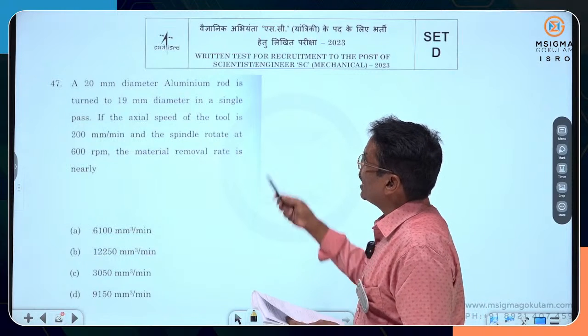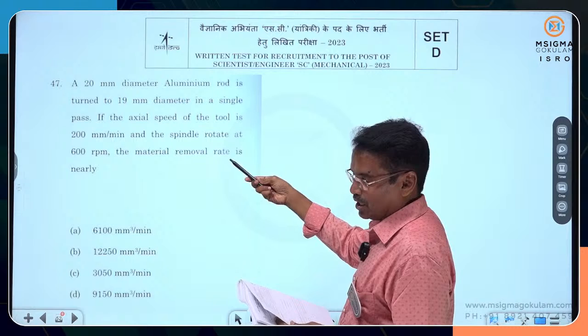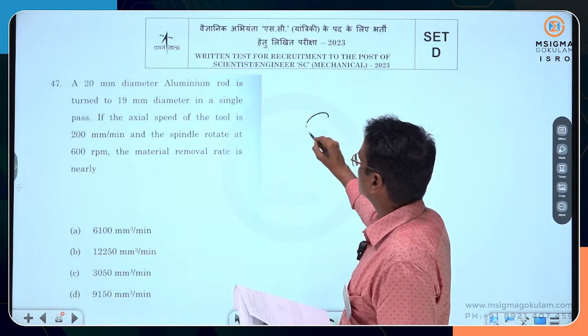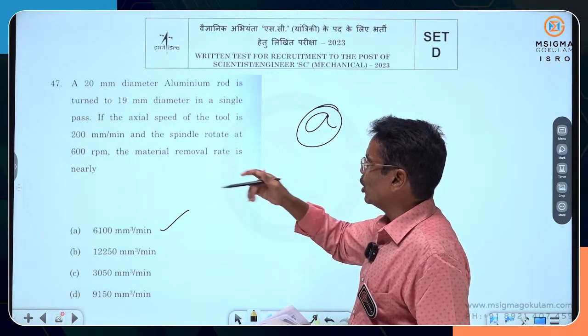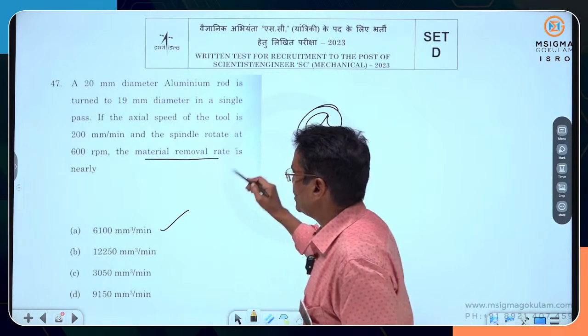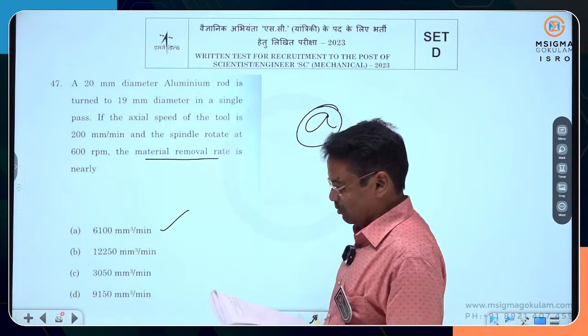This 20 mm diameter aluminum rod is turned to 19 mm in a single pass. He is asked the material removal rate. If the axial speed of the tool is given, and the spindle rotates at 600 rpm, the answer is A. It is a machining problem.